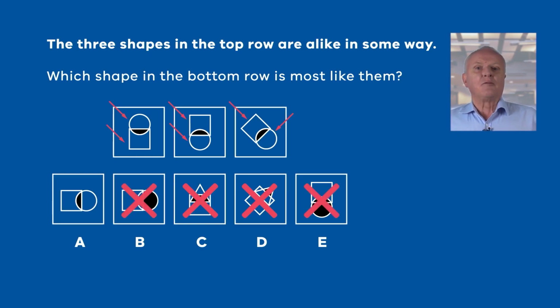Option A has a white circle and a white square with a small shaded area where the shapes overlap. This is consistent with the diagrams in the top row, so the correct answer is A.